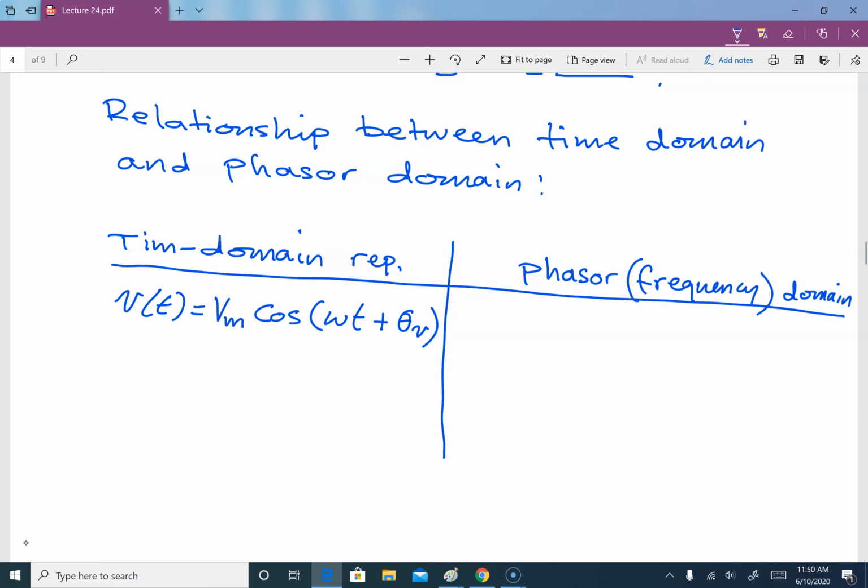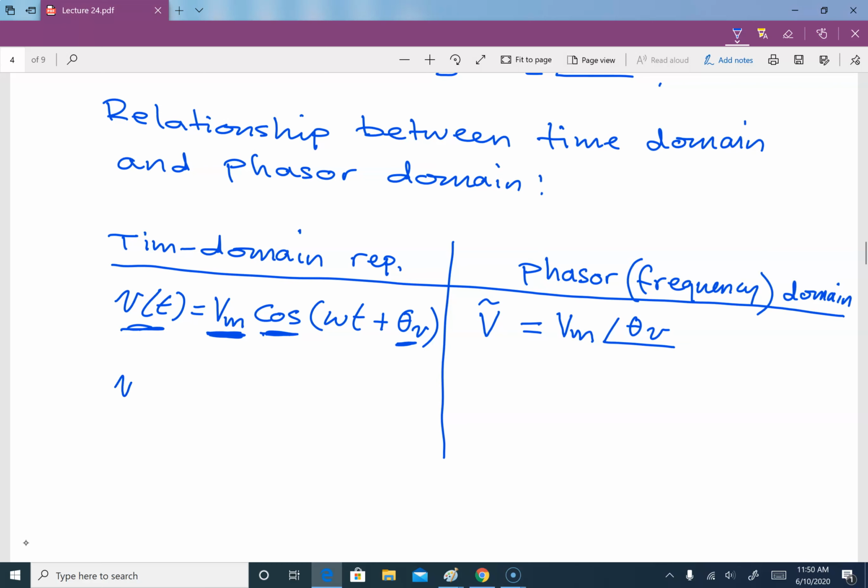To go from time domain to phasor domain, this v of t, we will call it phasor V, and that is equal to, now we take this magnitude over here and we put it there, and then we look at this: is that expressed in cosine? Then we can have a direct transformation to phasor domain if that is in cosine. So that is angle, and then we will take the theta v.